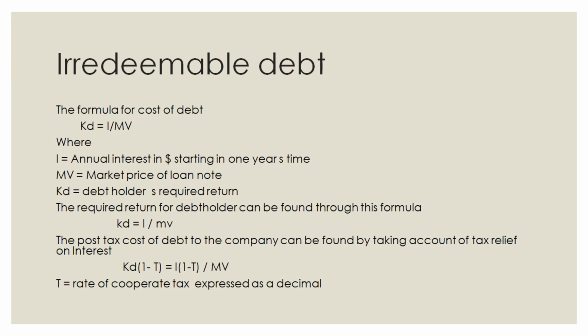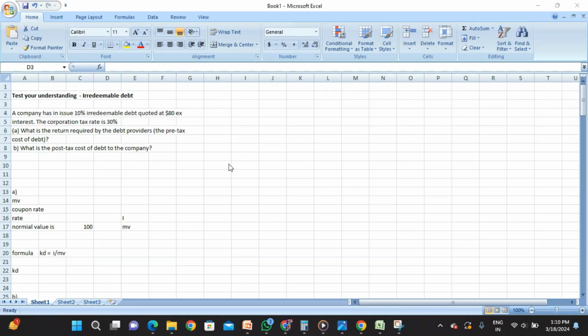So we are going to do one question on this. The question is on irredeemable debt: the company has issued 10% irredeemable debt quoted at $80. The corporate tax rate is 30%. There are two requirements. First, what is the return required by the debt provider? This means we have to calculate first for the debt holder. Second, what is the post-tax cost of debt to the company?